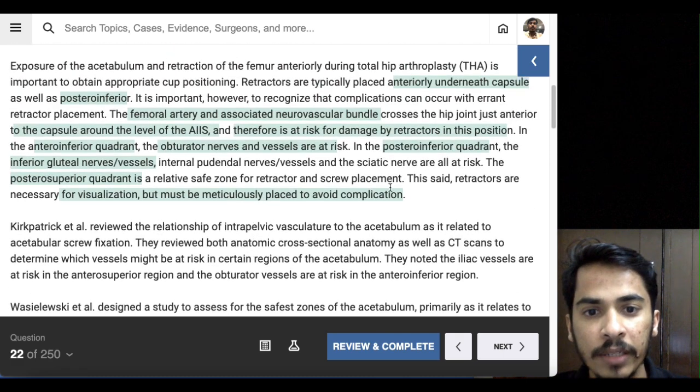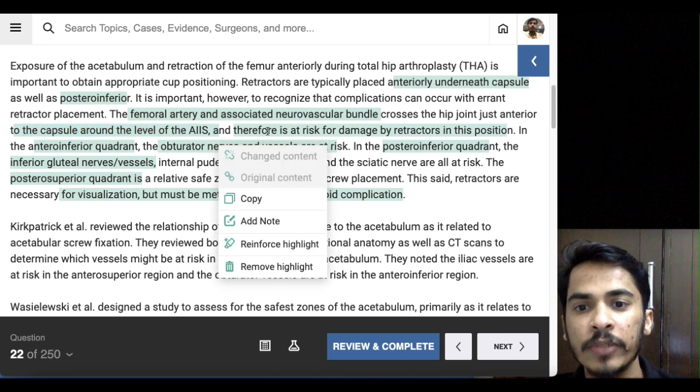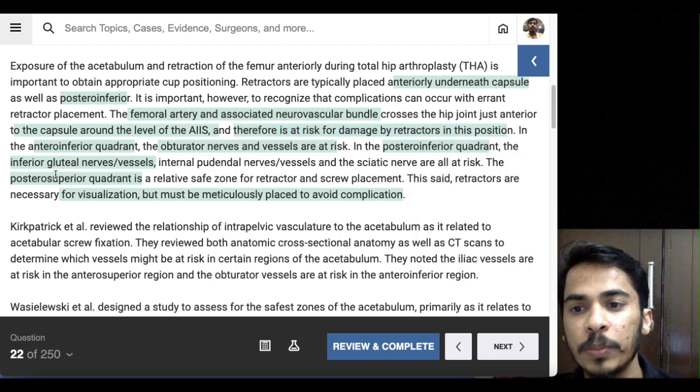So we have to understand that the posterior-inferior quadrant has the inferior gluteal nerves and vessels. The femoral artery and associated neurovascular bundle cross the hip joint anterior to the capsule at the level of the anterior inferior iliac spine. Therefore, there is a risk of damage by retractors in this position. Antero-inferior quadrant, obturator nerves and vessels. Posterior-inferior quadrant, inferior gluteal nerves and vessels. Posterior-superior quadrant is a relatively safe zone for retractor placement.